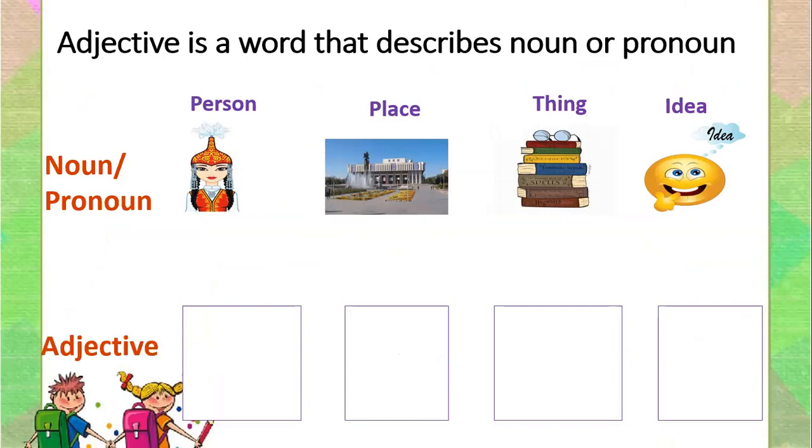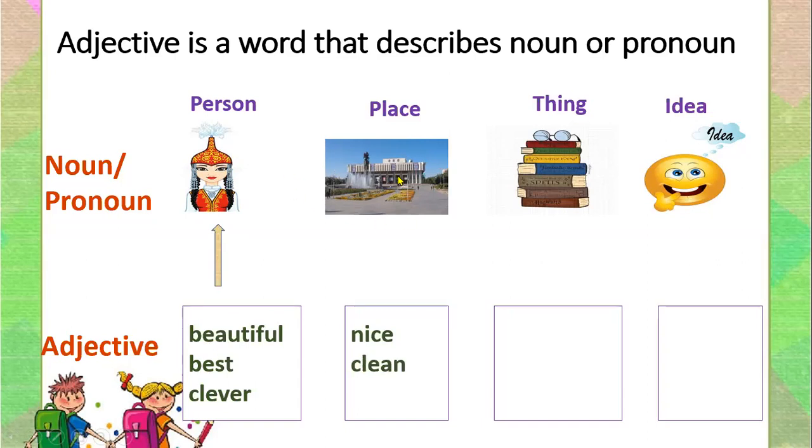And what is an adjective? Adjectives are the words that describe. For example, if there's a person, a girl, how can we describe her? We can say she's beautiful, she's the best, and she's clever. So these are the words describing her. It means these words are adjectives. And place, we can say this is a nice place, a clean place, a new place, maybe a new building, right? So these are the words describing the place, they are adjectives.